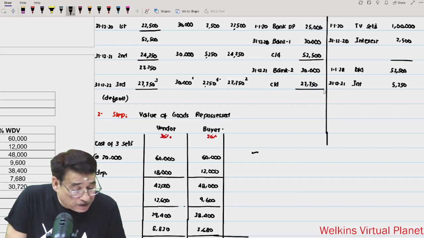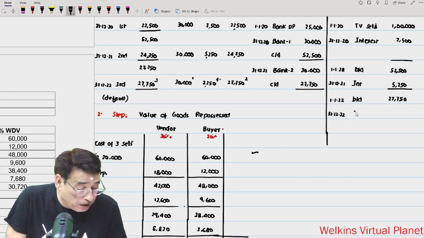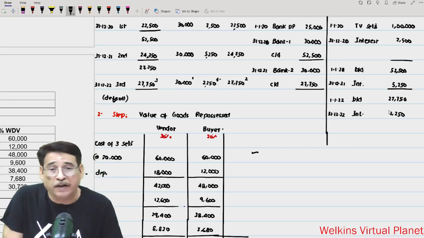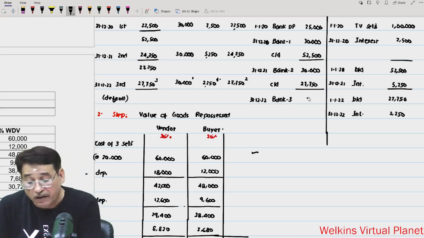So as far as the second year is concerned, the task is over. Now we shall come to the final year, 1/1/2022. Balance brought down 27,750, this is your balance. You will come to the end of the year, 31st of 12, 2022. You are going to write here by interest. Amount of interest in the final year was 2,250, if you remember. Correct? Now, in the final year, 31st of 12, 2022, I was supposed to make the payment for the third installment. Unfortunately, I did not do that. So what happened then?